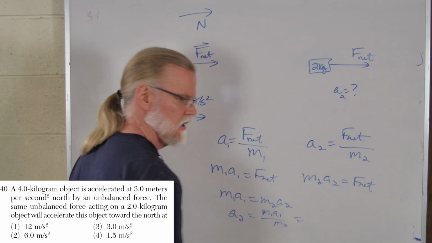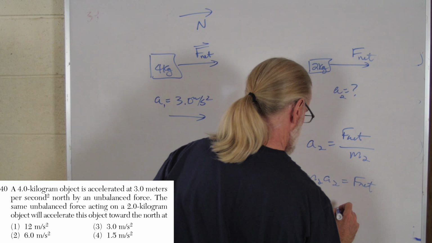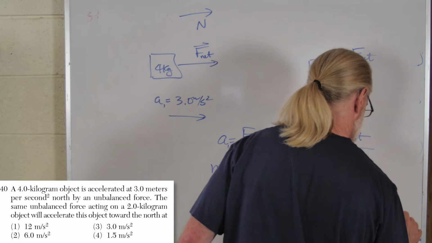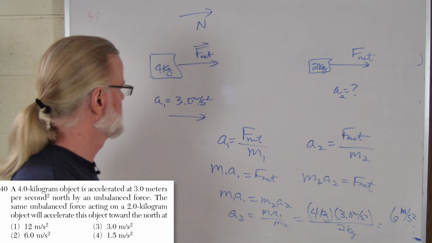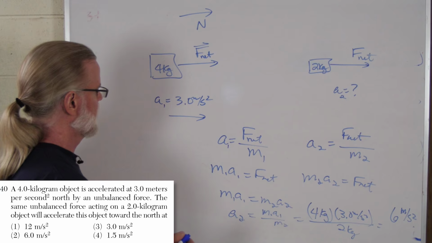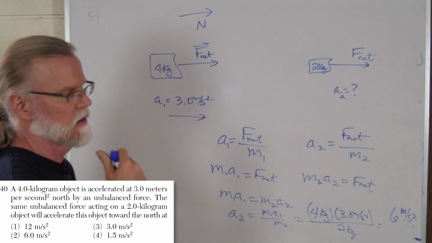Am I still on the board or still on the screen? I'm not sure. M1 is 4 kilograms times 3 meters per second squared, all divided by M2, which is 2 kilograms. That's going to be 6 meters per second squared. Does that make sense? I have half the mass, so for the same force, I would expect double the acceleration, because the acceleration is indeed inversely proportional to the mass. So anyway, 6 meters per second squared, which is choice 2.